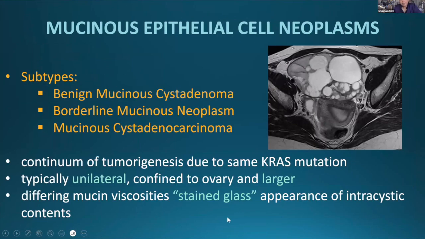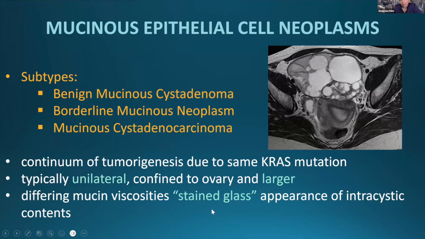The next category of epithelial cell neoplasms is the mucinous category. So this actually has three subtypes, and these are benign mucinous cystadenoma, borderline mucinous neoplasm, and mucinous cystadenocarcinoma. How can we try to differentiate these lesions from the serous variety that I showed previously? Now, these are typically unilateral. Remember, serous cancers can be bilateral. They're confined to the ovary, and typically they're much larger than serous neoplasms.